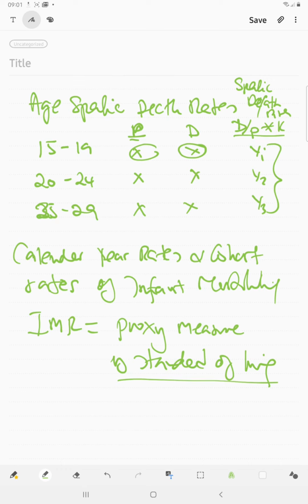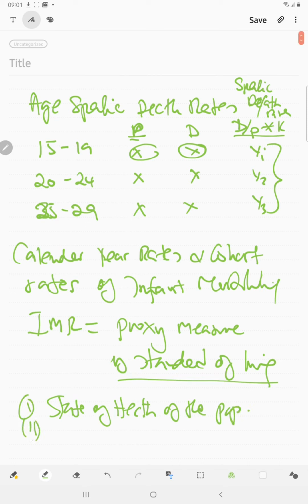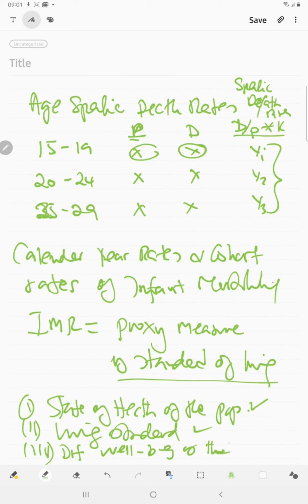So it is another useful indicator to measure the state of health of the population. So for you to get the state of health of a population, living standard, and number 3, it can measure state of health, it can measure living standard, and at the same time it can measure the well-being of the society.